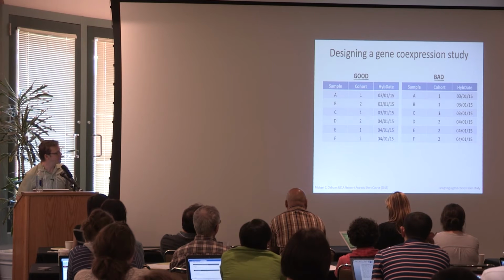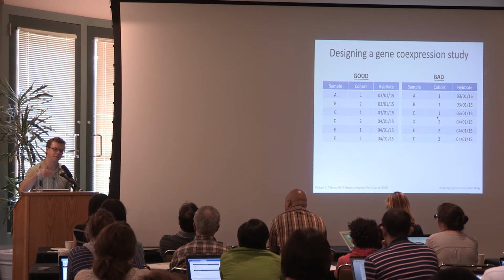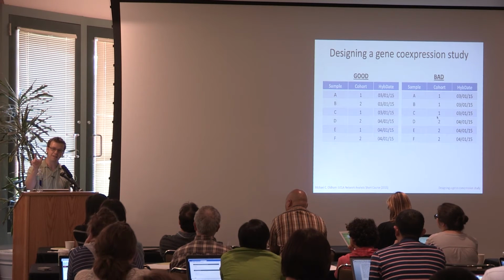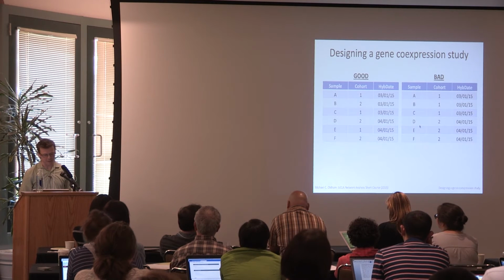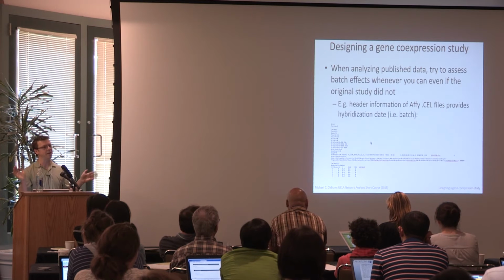So I can't tell you how many published studies I've analyzed where the batch effect has been perfectly confounded with the main biological effect under investigation, not described by the authors in the study, but evident in, for example, the header information of the Affymetrix CEL files where there's a timestamp with a hybridization date, right? So it's just something to be careful of. This is what I mean by that. So this is kind of dated, right? This shows you how I got started in terms of looking at microarrays.